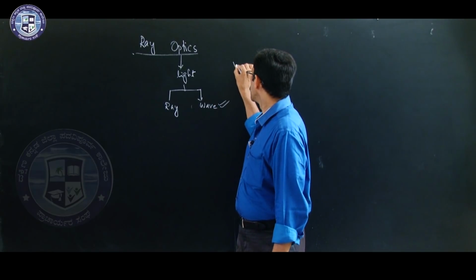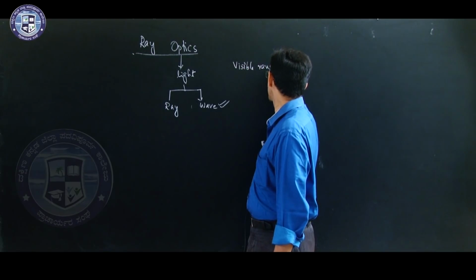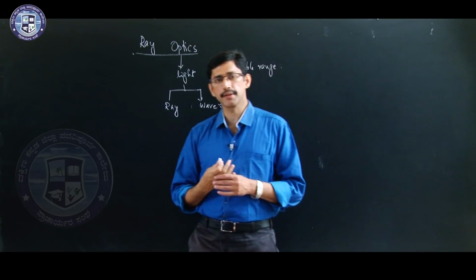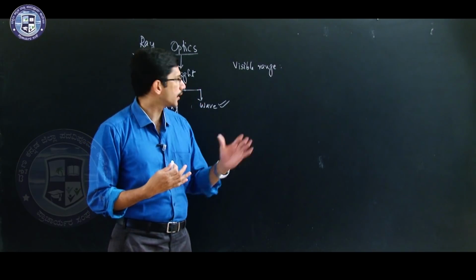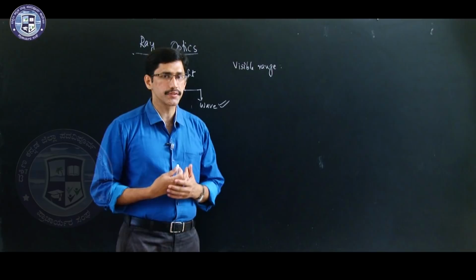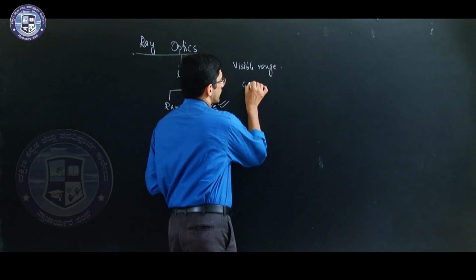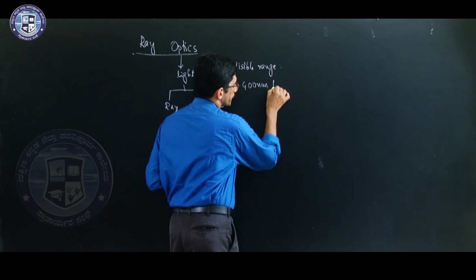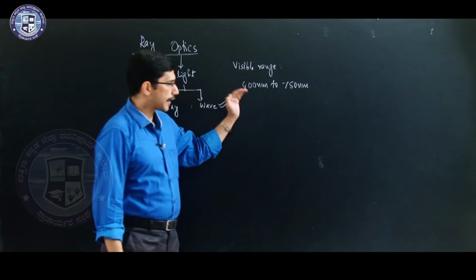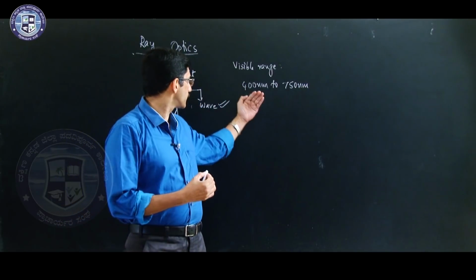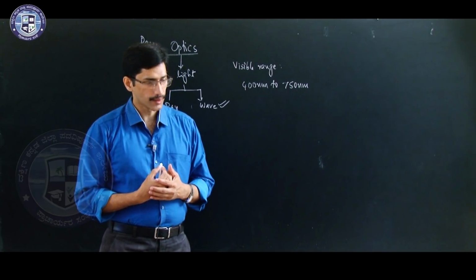Now, you know the visible range of light for the human eye, but directly you cannot see light. You will see either the reflected light or the refracted light, and so on. The visible range of light is from 400 nanometer to 750 nanometer. Light having a wavelength in that range of 400 to 750 nanometer is visible to the human eye.